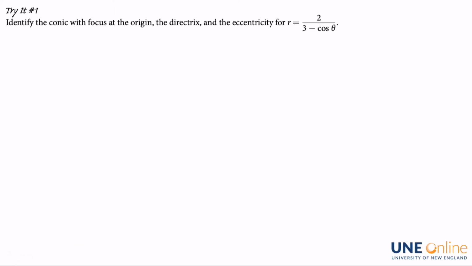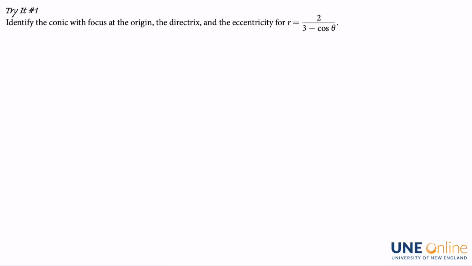So in try it number 1, we're given an equation here. This is a polar equation. Notice we no longer have x and y. Instead, we have r for the radius and theta for the angle. So that r is going to represent how far our graph is from the center, and theta is going to represent its rotation about its center. But all we're responsible for here is to identify the conic. So is it an ellipse, a hyperbola, or a parabola? We want to find the directrix, and we want to find the eccentricity.